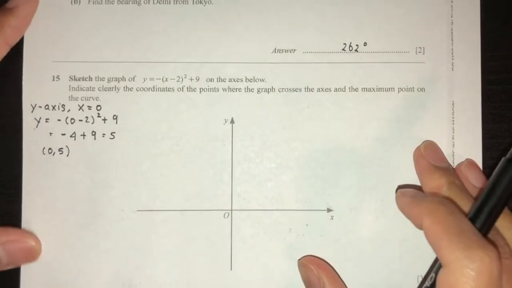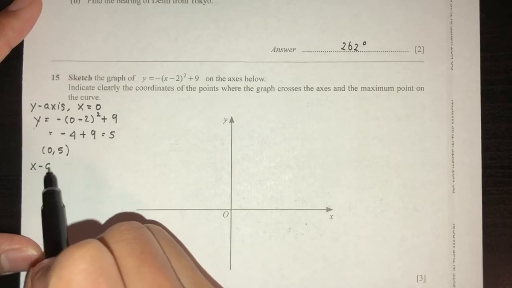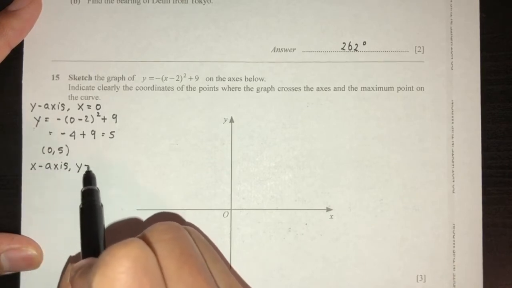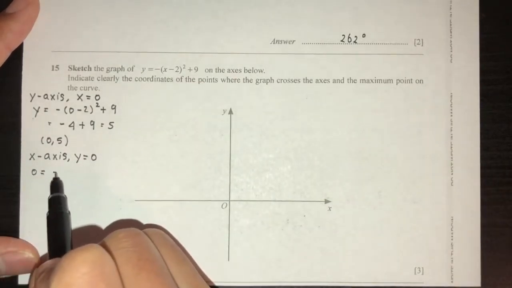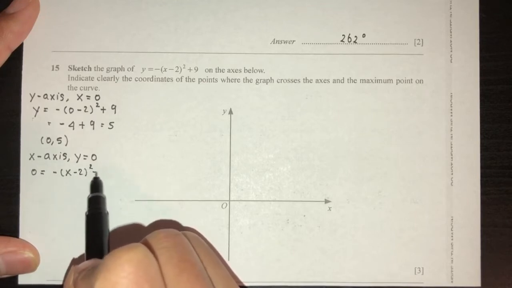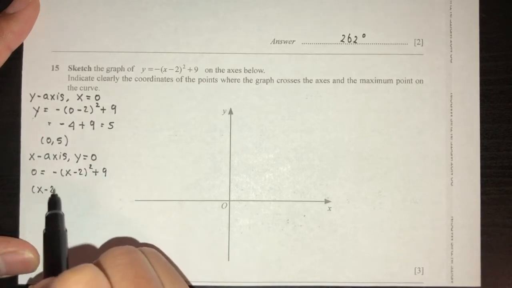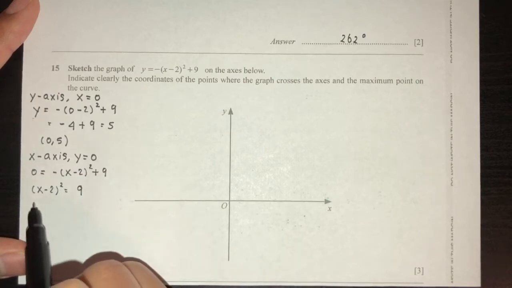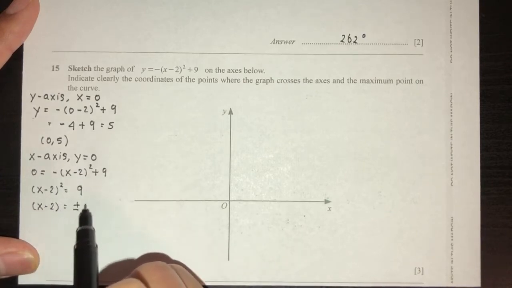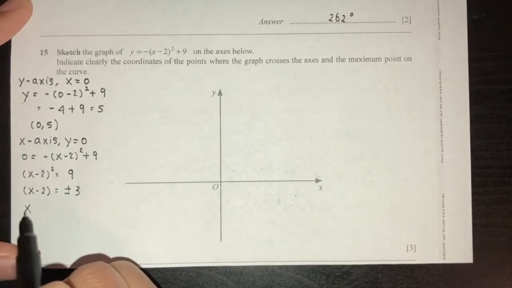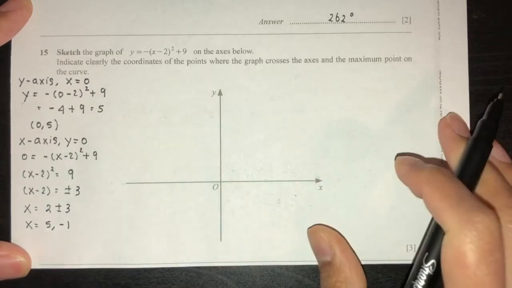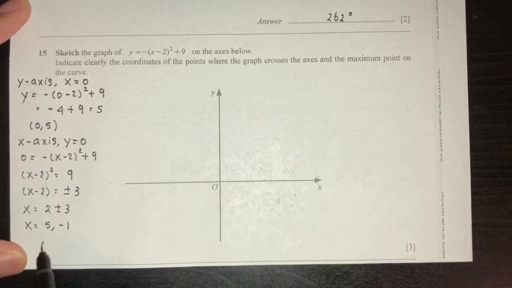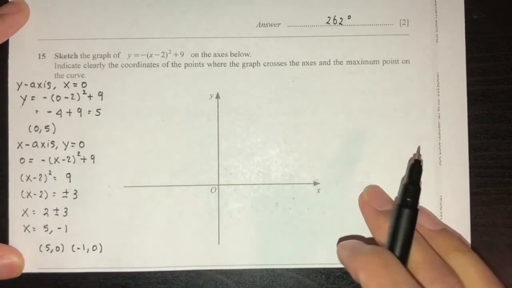How about the x-axis? On the x-axis, we know that the value of y has to be 0. Replace back in your equation, you will have 0 is equal to minus (x minus 2) squared plus 9. We have to make this the subject. You will have 9 equals (x minus 2) squared, so x minus 2 becomes plus or minus 3, right? So x will become 2 plus or minus 3. x will become 5 or minus 1. So your 2 points on the x-axis will be (5, 0) and (minus 1, 0).